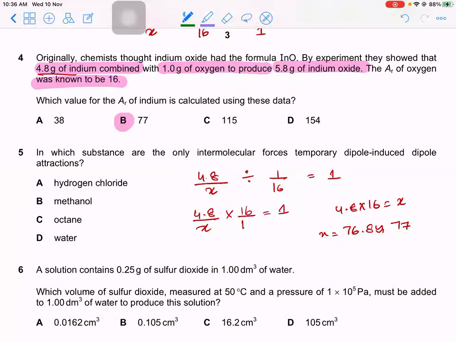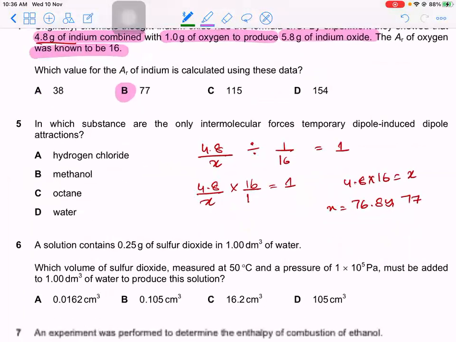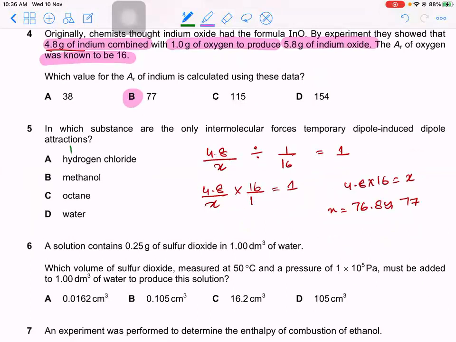In which substance are the only intermolecular forces temporary dipole-induced dipole attraction? In HCl, which type of forces will you have? Permanent dipole forces, because HCl is a polar molecule. Not this. Methanol. Methanol is CH3OH. This will have hydrogen bonding. Not this. Octane.